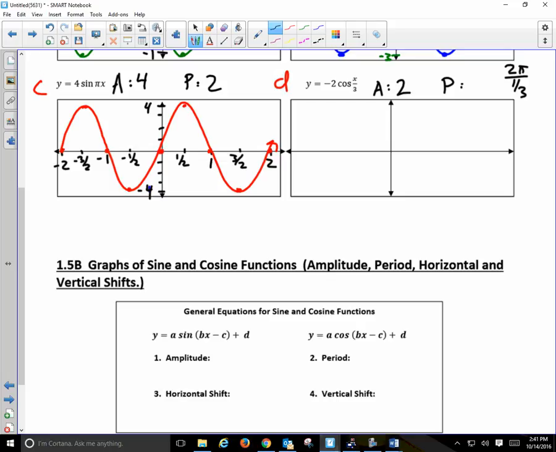So I have to take 2 pi over 1 and divide it by 1/3. How do I divide those fractions? Multiply by 3 over 1, and what do you get? 6 pi. Divide it up into 4 quadrants. What's half of 6 pi? 3 pi. What's half of 3 pi? 1.5 pi, or 3 pi over 2.